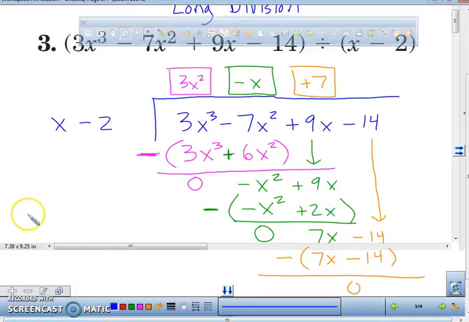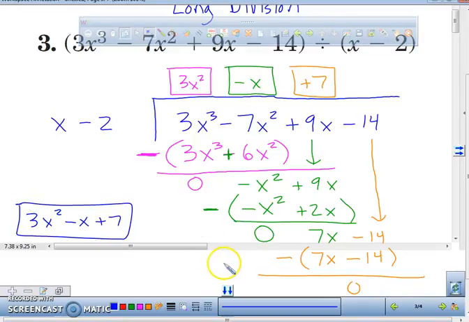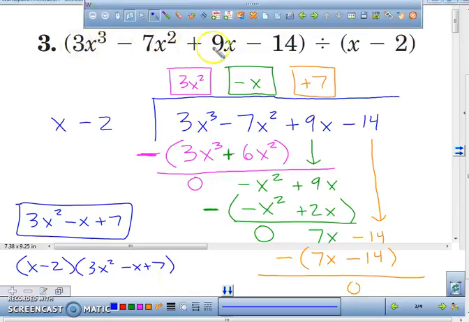So our final answer. Everybody, here's your final answer. Whoa. 3x squared minus x plus 7. And that is your final answer using long division. Now let me explain to you why this answer is true. If you took x minus 2 and multiplied it by 3x squared minus x plus 7, you know what you would actually get if you took the time and energy to multiply those together? You would get all of this right here. So this times this would get you back to what you started with.